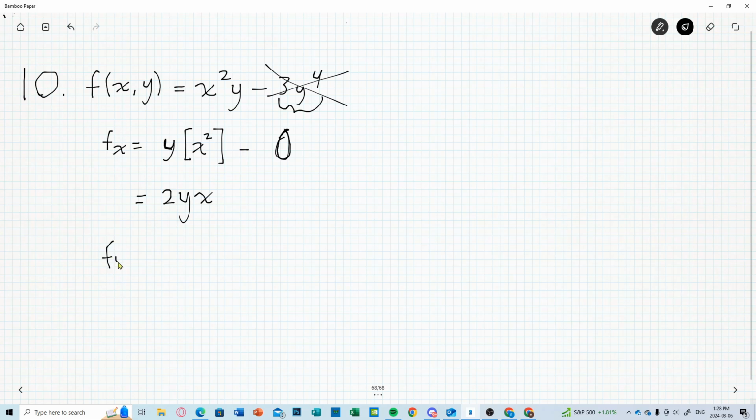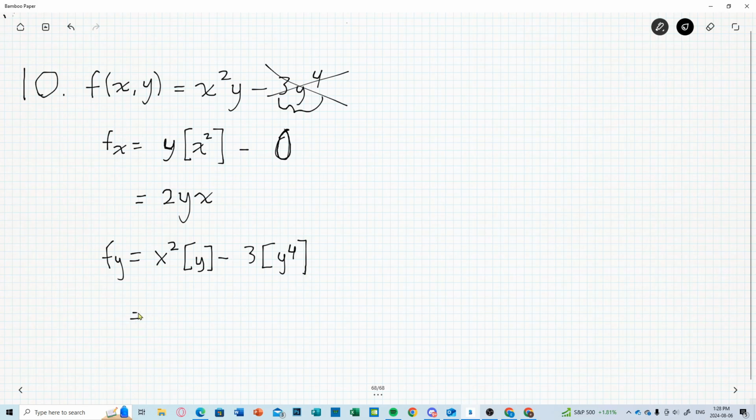Now we're going to find the partial with respect to y, which means that our x is going to be a constant. So we're going to write x squared up front, and we're going to write y, and we're going to subtract 3, because that's our constant here, because there's no x, and y to the 4.